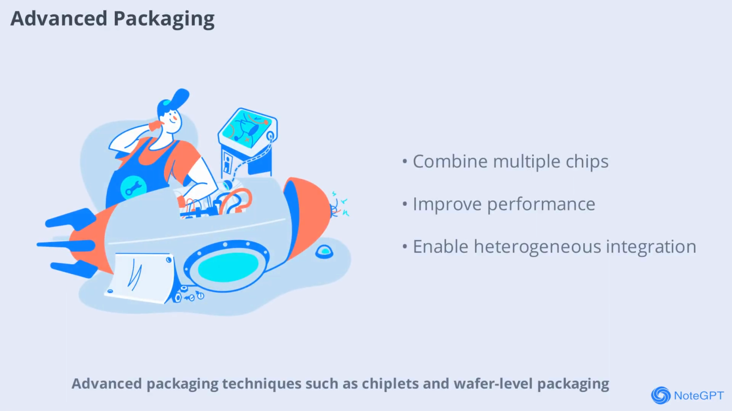Advanced packaging techniques such as chiplets and wafer-level packaging are transforming VLSI design. These methods allow multiple chips to be combined in a single package, improving performance and flexibility. Advanced packaging supports heterogeneous integration, enabling the combination of different technologies on one product. This trend is shaping the future of electronic systems.